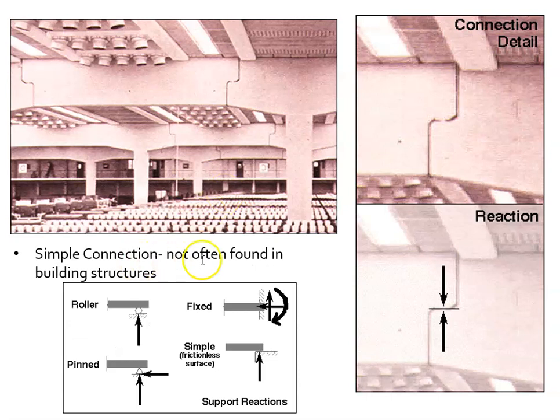Here is a simple connection, not often found in building. So this is a concrete prefab. Pretty nice looking, nice kind of elegant curves there. It's just locked in like a jigsaw piece, basically, not connected at all. Okay, and it's just the two.